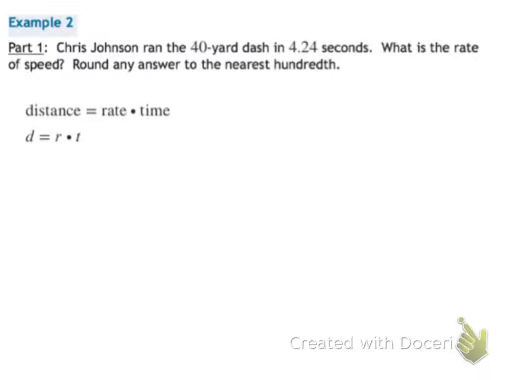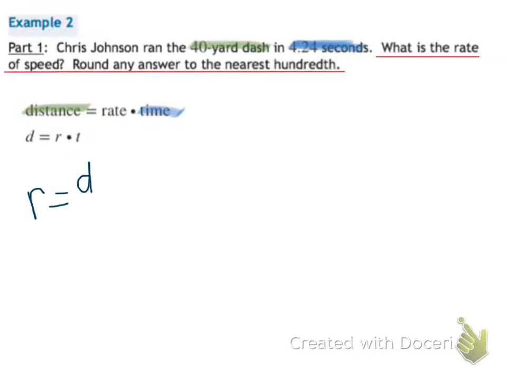Example 2. Chris Johnson ran 40-yard dash in 4.24 seconds. What is the rate of speed? And we need to round the answer to the nearest hundredths. So again, you see that formula again. Distance equals rate times time. So I know my distance. It's 40 yards. And I'm given the time, which is 4.24 seconds. I need to answer what is the rate. So my formula is R equals D divided by T. Rate equals distance divided by time.